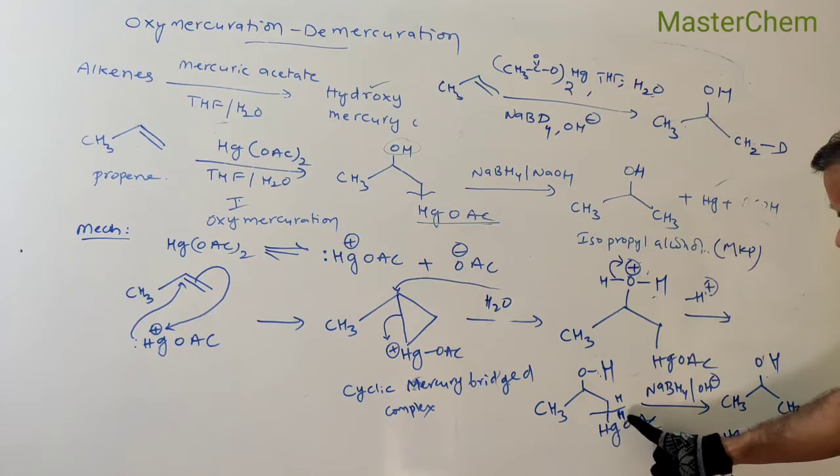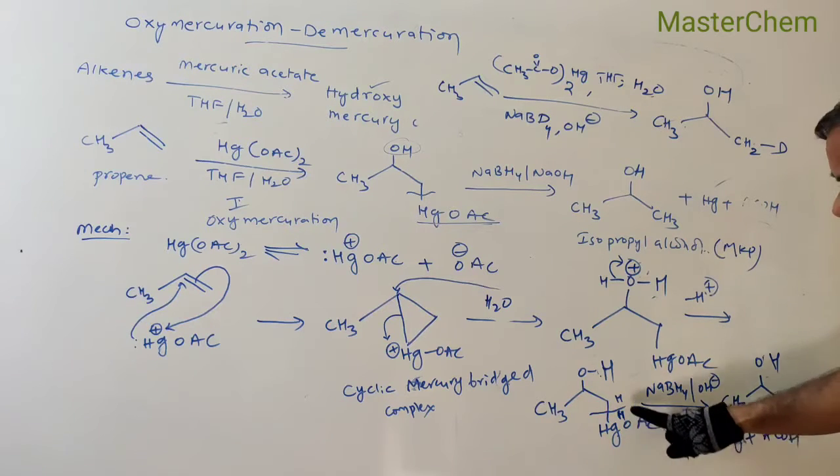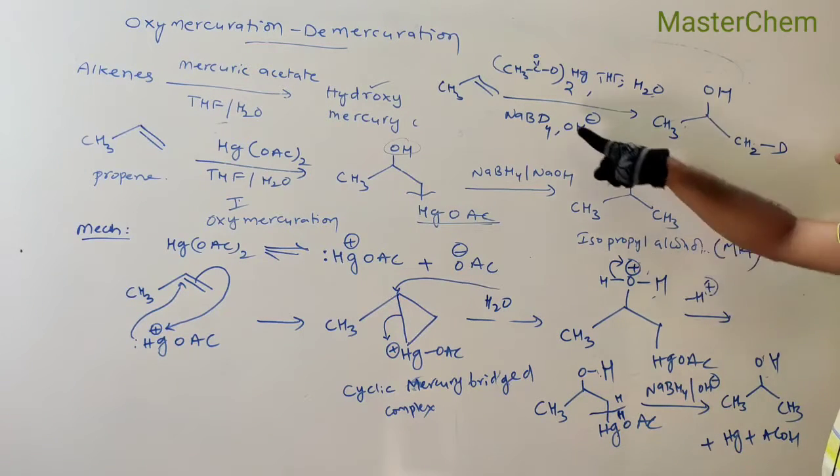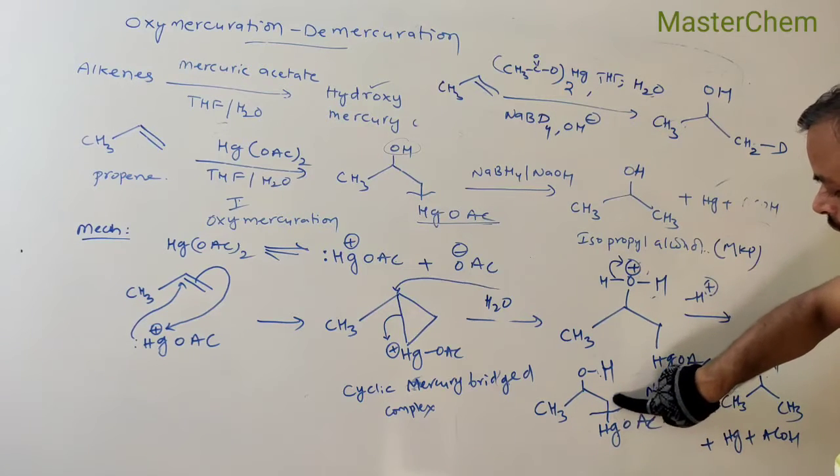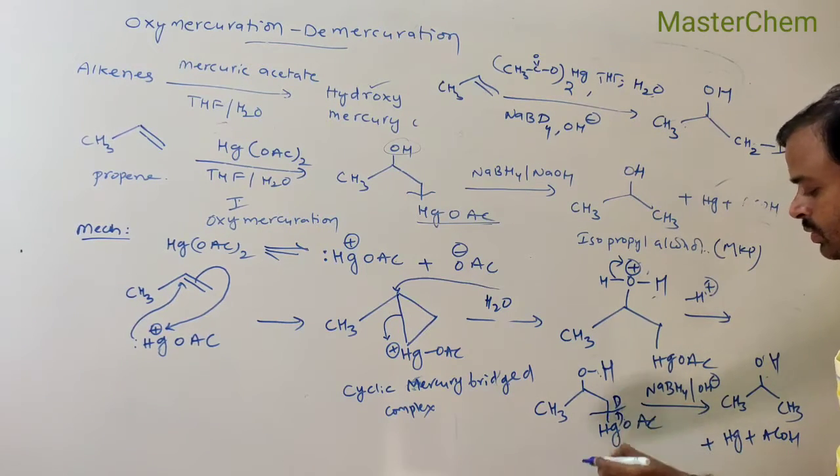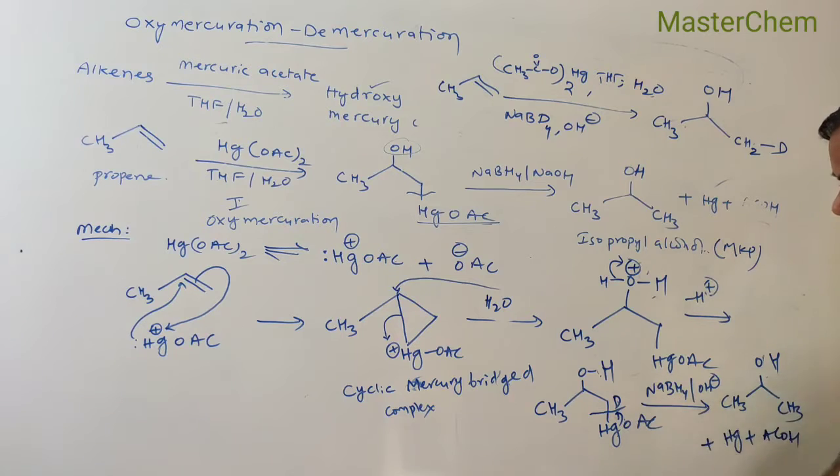okay. Now here what is the step? Addition of H2, but here what is the addition of NaBD4? Addition of D2, okay. That's why CH3, CHOH, CH2D. So that is the product.